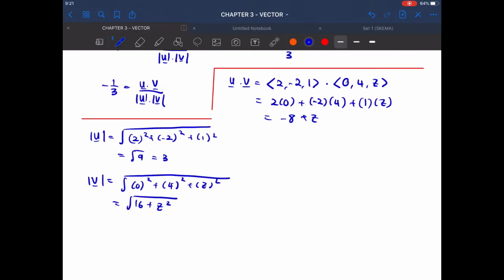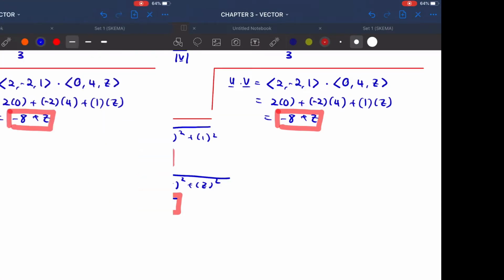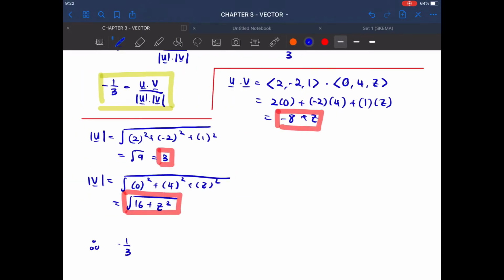Okay, so now we will apply all the values that we obtained here. We have u dot v, magnitude u, and magnitude v. Substitute into the formula here. Therefore, negative 1 over 3 is equal to u dot v, which is negative 8 plus z, divided by magnitude u, which is 3, multiplied by the square root of 16 plus z squared.